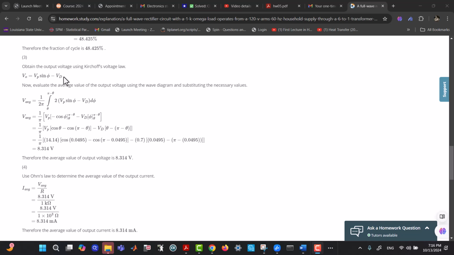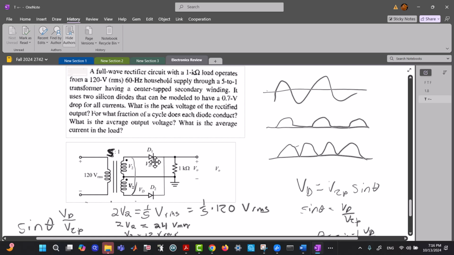So let's see if I can try. So V out, so we're using KVL, VP sine phi minus VD. So let's take a look. If we do a KVL around here, V is changing, and so V at any given point is its peak voltage times the sine of phi, where phi is just an angle. It's not any particular angle. It's just saying that phi goes from 0 to 2 pi. I mean, this is just oscillating.